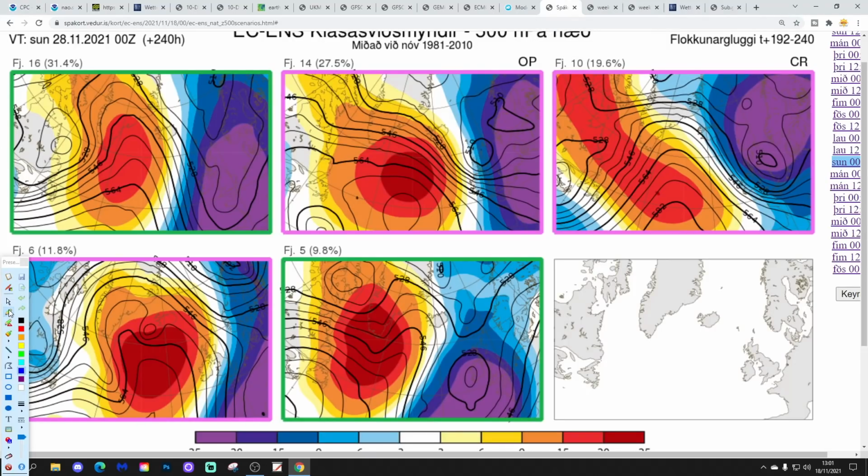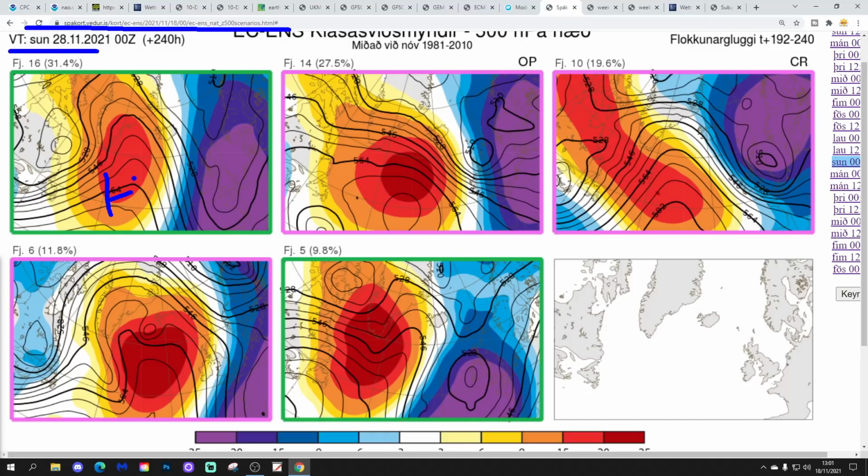Right, these are on the table within the ECM ensembles today for day 10, which gets to be 28th of November. 16 members of the ECM ensembles with the Mid-Atlantic Ridge heading up towards Greenland. Trough of low pressure over to the east of the country, winds in from the north. That's going to be quite cold and wintry. 14, again with high pressure to west, low pressure to the east, winds again in from the north.